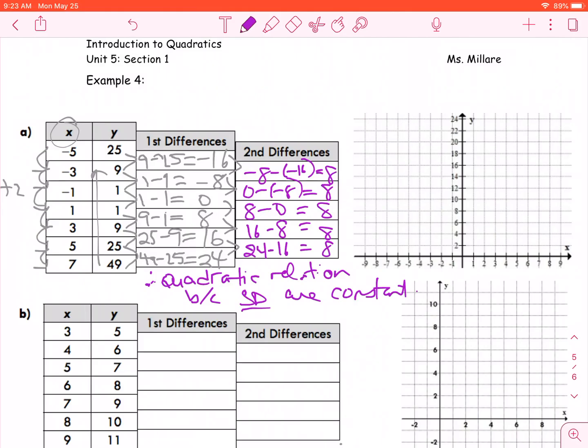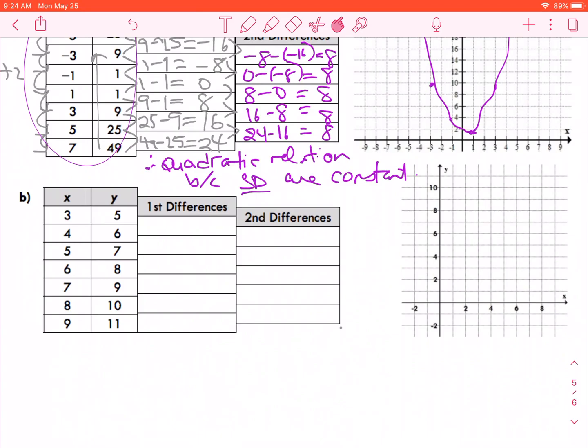Okay, and even if you wanted to take a second to ensure that what you have is actually a quadratic graph, so does it look like a U-shaped graph, you can always graph the points that are in your XY table of values and see if you have a U-shaped graph. And you do. Okay? All right.